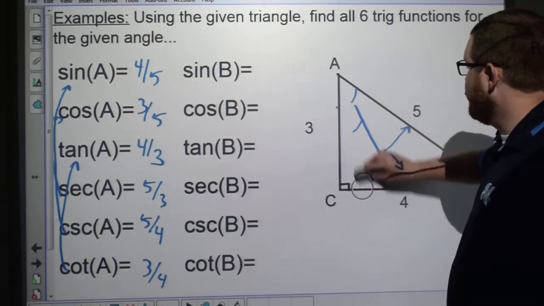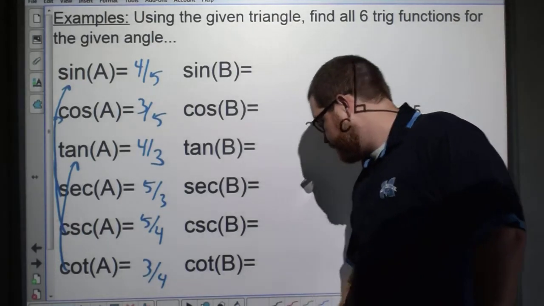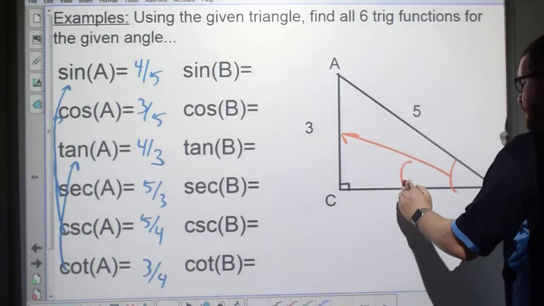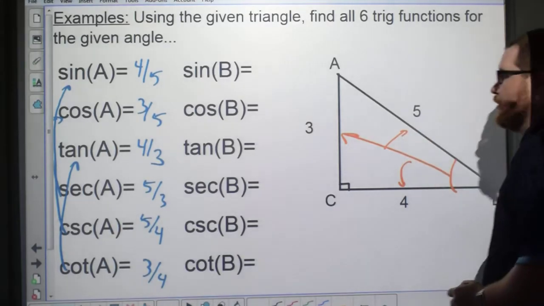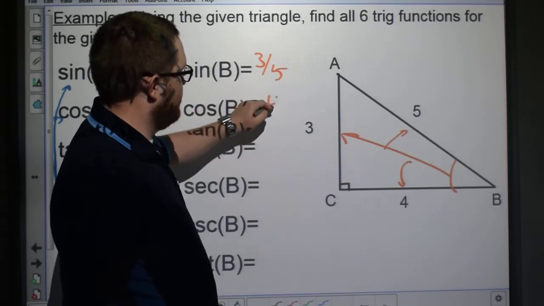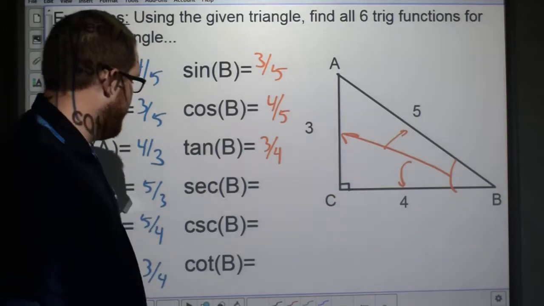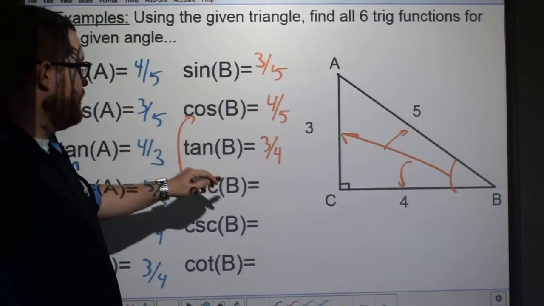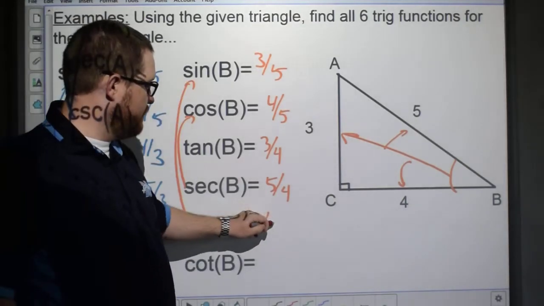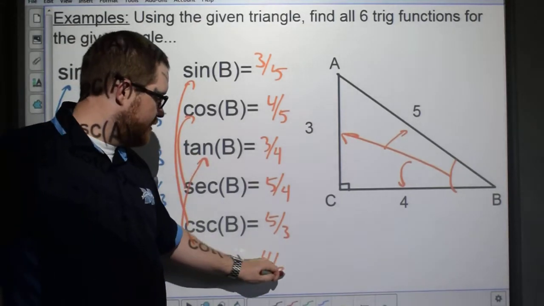What about the other side of the triangle? Angle B. Well, there's the opposite side. Here's the adjacent side. And there's the hypotenuse. So sine's going to be 3/5. Cosine's going to be 4/5. And tangent's going to be 3/4. Secant goes with cosine, so I'm just going to flip cosine. Cosecant goes with sine. I'm just going to flip sine. Cotangent goes with tangent. I'm going to flip tangent.